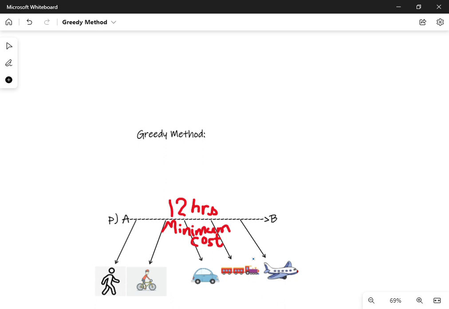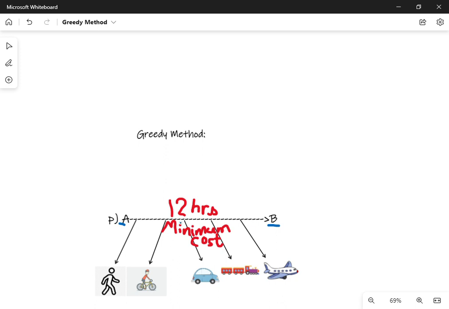So let's start with an example. Let me start with problem A. If a person wants to travel from point A to point B, how many possibilities does he or she have to travel? He or she can travel by walking, by bicycle, by car, by train, or by flight. These are all the possibilities of traveling from point A to point B.